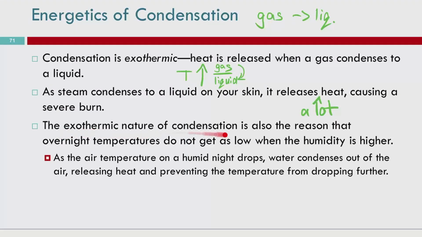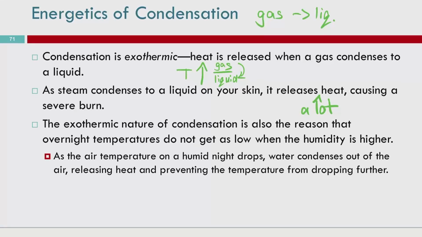The exothermic nature of condensation is also a reason that overnight temperatures tend to not get as low when humidity is high. When you've got high relative humidity, as the temperature starts to come down, there's an inverse relationship between relative humidity and temperature. So when temperature goes down, relative humidity goes up. When relative humidity hits 100%, stuff starts to condense out, and that's why we get dew in the morning, where there's a dew point. That's also why we get fog, like our thick Tule fog that we get around here.